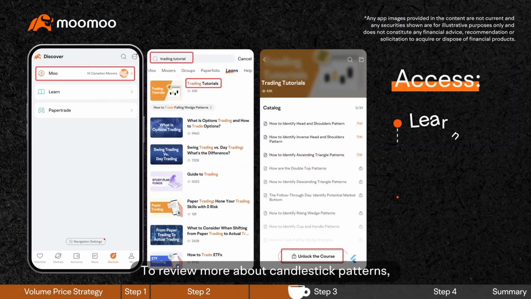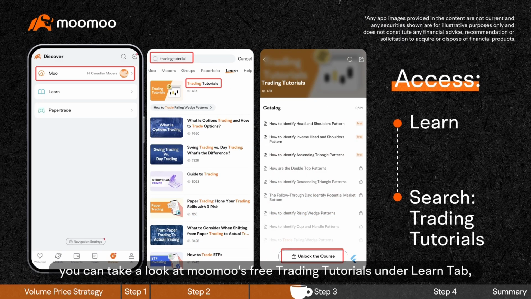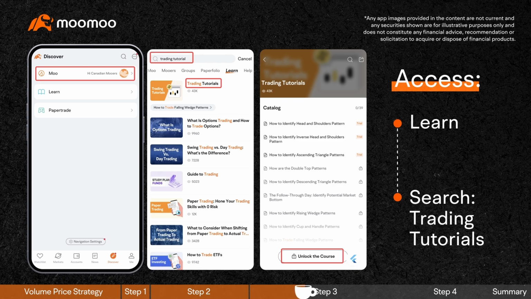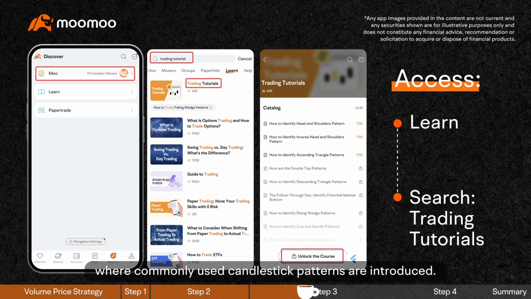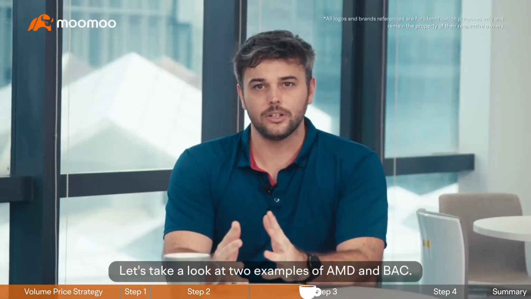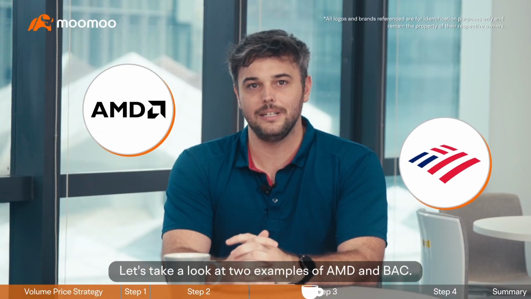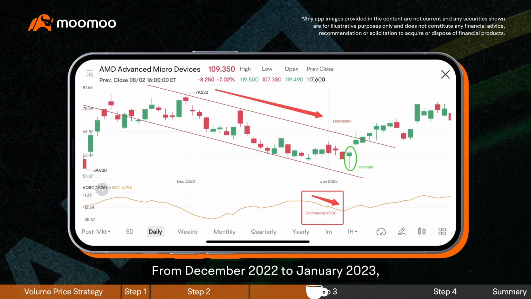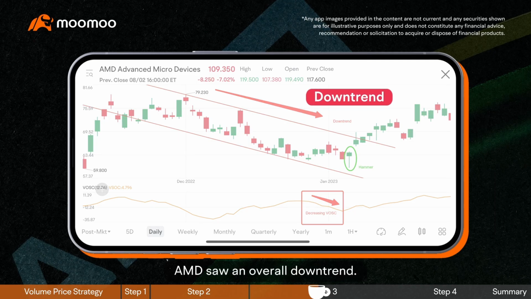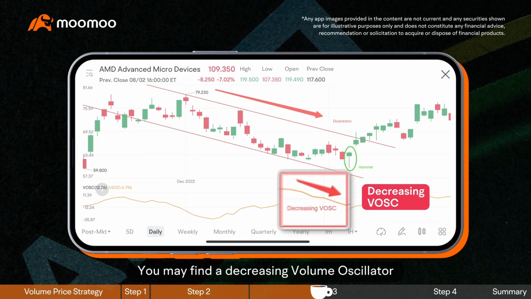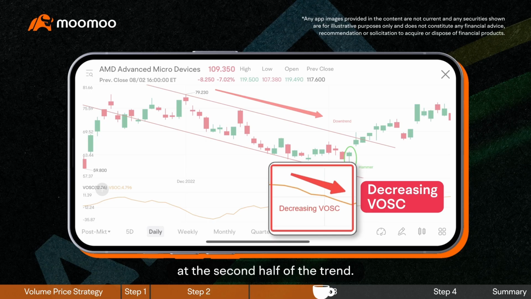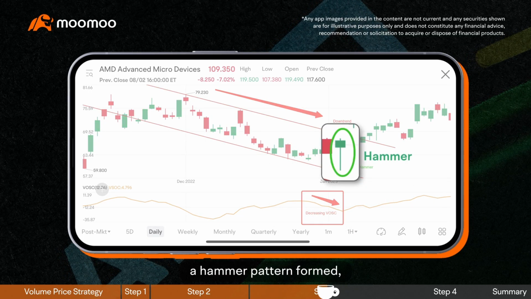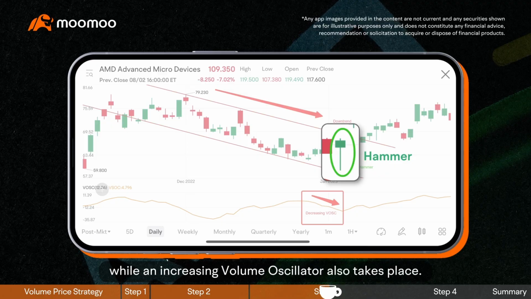To review more about candlestick patterns, you can take a look at Moomoo's free trading tutorials under Learn tab, where commonly used candlestick patterns are introduced. Let's take a look at 2 examples of AMD and BAC from December 2022 and January 2023. AMD saw an overall downtrend. You may find a decreasing volume oscillator at the second half of the trend. On January 4th, a hammer pattern formed, while an increasing volume oscillator also takes place.